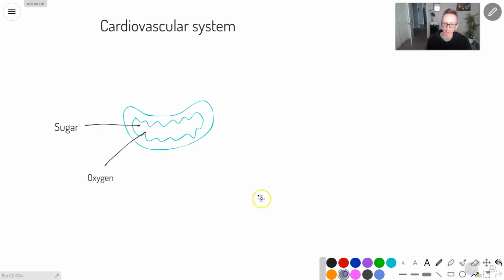What do we get out of this little bean? We get carbon dioxide, and we get ATP. All right, we need this. We need to bring this in from outside, right?